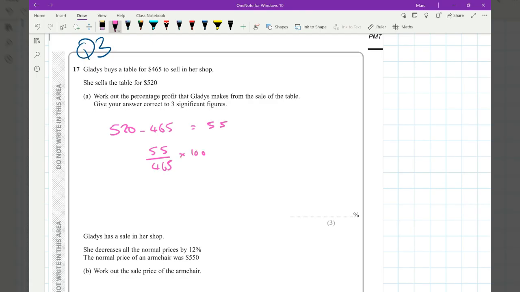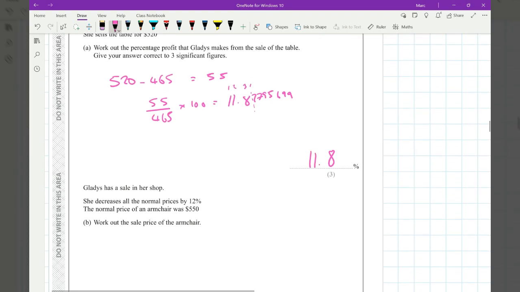And then we're going to multiply that by 100 to work out what her profit is. That gives me 11.82795699. 3 significant figures, 1, 2, and 3. That means we want it to have 1 decimal place, which is 11.8%.